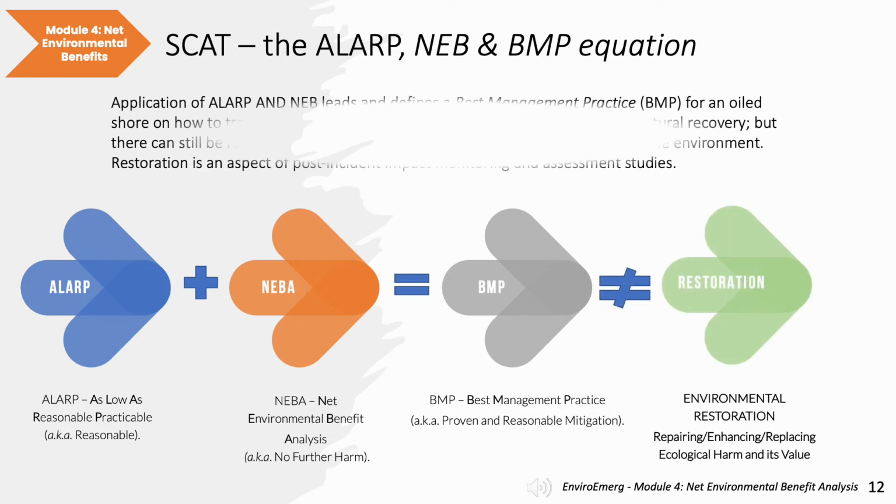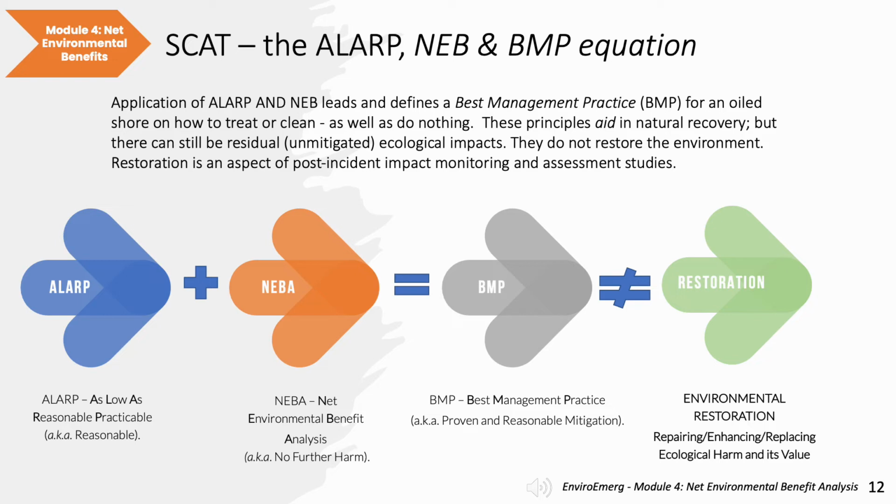This slide summarizes the output of the SCAT process insofar as a decision on what to do with an oiled shore, if anything. The application of as low as reasonably practicable and the net environmental benefit leads to and defines the best management practices for an oiled shore on how to treat or clean, as well as to do nothing, leading to natural recovery. These principles and practices aid in natural recovery, but they can still lead to residual, unmitigated ecological impacts and the loss in goods and services of an oiled shore, even after treatment.